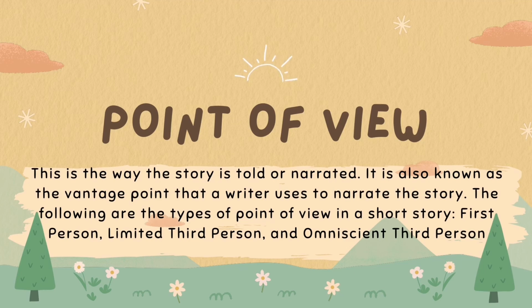First person: the narrator participates in and tells the story using the pronoun I. Limited third person: the narrator is not in the story and narrates using the pronouns she or he. Also, the narrator is unable to see into the minds of the characters. Omniscient third person: the narrator is not in the story and tells the story using the pronoun she or he. In this point of view, the narrator can tell the thoughts of the characters as he can see into their minds.